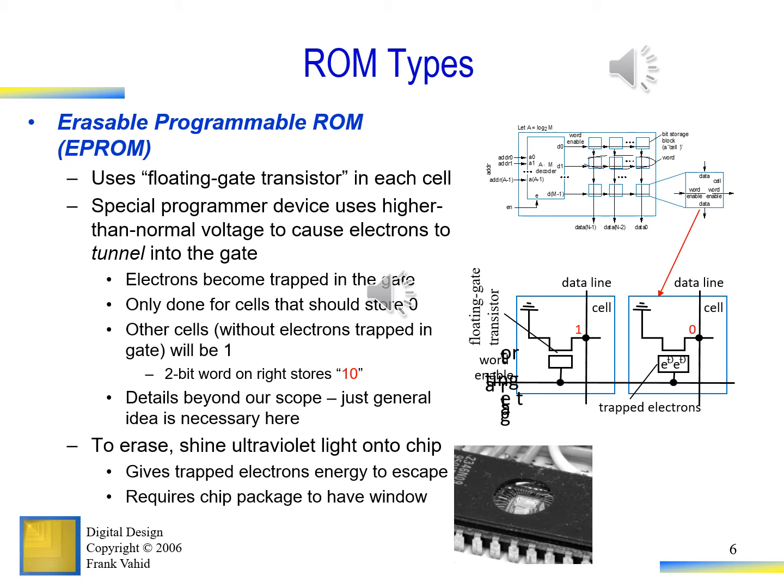To erase this data, we use ultraviolet rays on the chip. You can see a window on the top of the IC. The ultraviolet rays free the charges stored in the gates, and so the ROM can be used again for storing some other data.